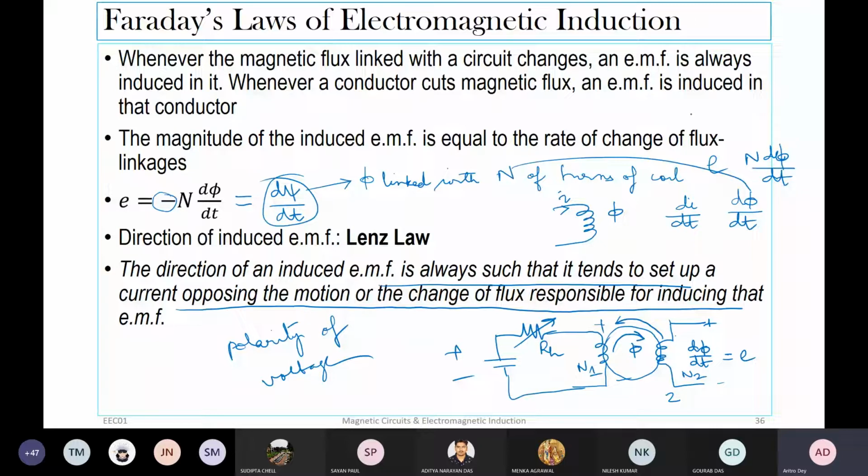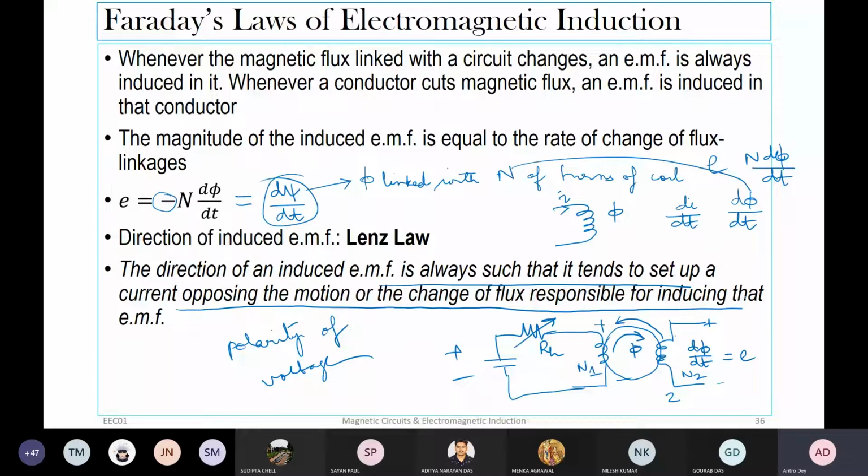So whenever there is a variation in the flux, we can write it as dφ/dt. Flux linkage, we call ψ, is your flux linkage, and flux linkage is φ into N. So if there are N number of coil turns, flux linkage ψ will be equal to N into φ, right? So N dψ/dt will give you the magnitude of the induced EMF, and the negative sign signifies the polarity. The induced EMF is developed in such a way that it tends to set up a current opposing the change of the flux, which is responsible for inducing the EMF in it.